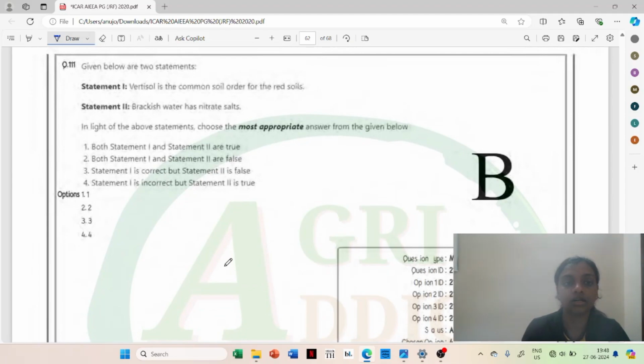Next question, given below are two statements. Vertisol is the common soil order for the red soil. That is the wrong statement. Alfisol is the soil order for red soils. And brackish water has nitrate soil. That is also a wrong statement. So both statements 1 and 2 are false.